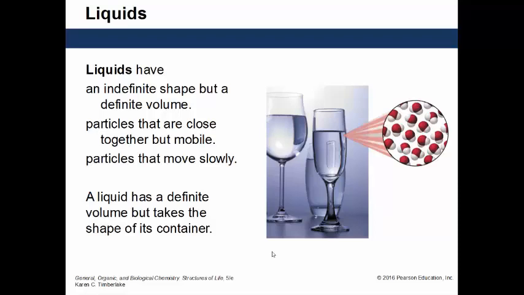and these particles tend to move slowly. Let's say you were to take a liter of water and pour that water into a 2-liter plastic bottle, and pour that volume of water into a bathtub. The volume is still the same, but the shape will be very, very different. So again, it is the container that the liquid is in that will determine its shape.